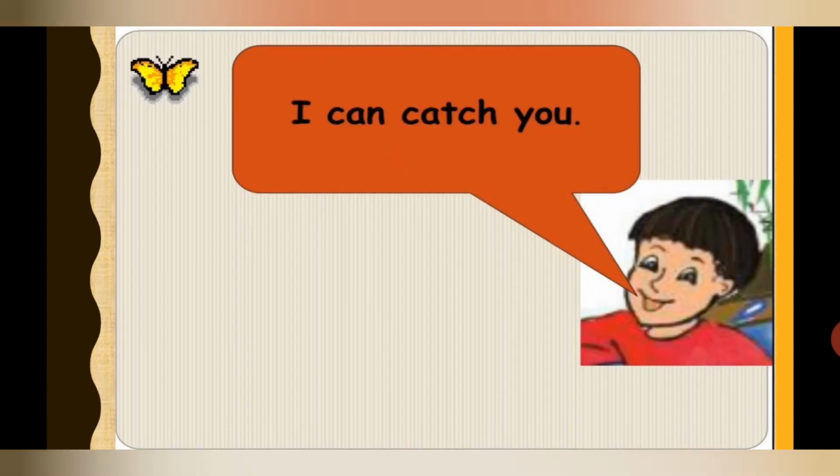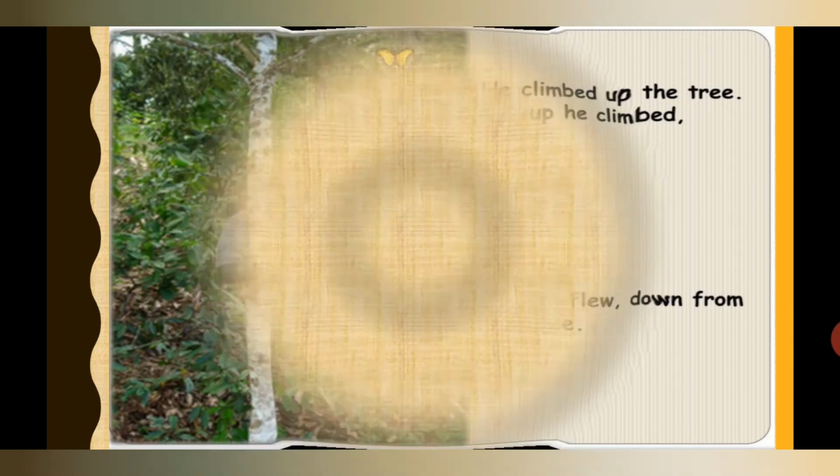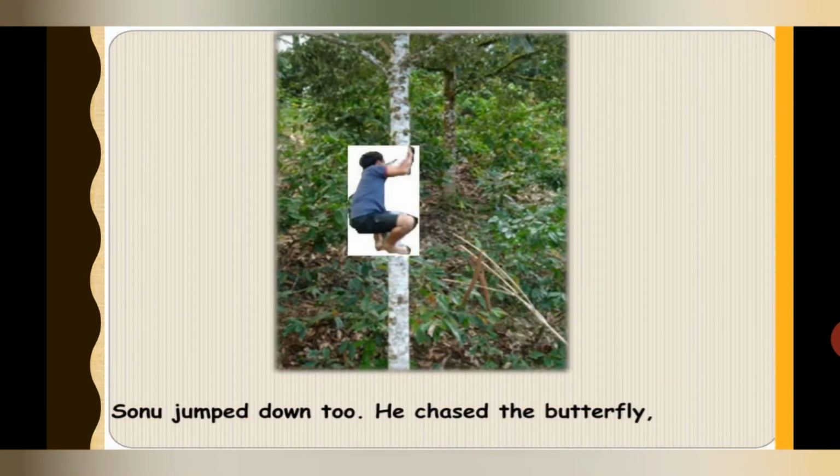Now, he again saw the butterfly and he thought, I can catch you now. And then he climbed up the tree. Up he climbed. But back it flew down from the tree. Now, to catch that butterfly, he climbed up the tree. But again, when he reached near, the butterfly flew off. It flew down from the tree. Sonu jumped down too. He chased the butterfly. Now Sonu also jumped down and he started chasing the butterfly again.